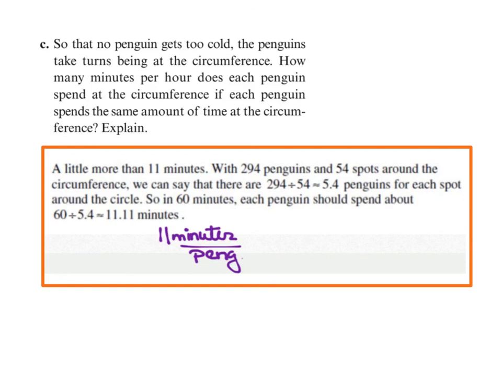So we know that with 294 penguins and 54 spots around the circumference, 294 divided by 54 gives us about 5.4 penguins for each spot. And there's 60 minutes in an hour. So each penguin should spend about 11.11 minutes. So you take 60 minutes in an hour, divide by the 5.4 penguins, and that gives us 11 minutes per penguin.